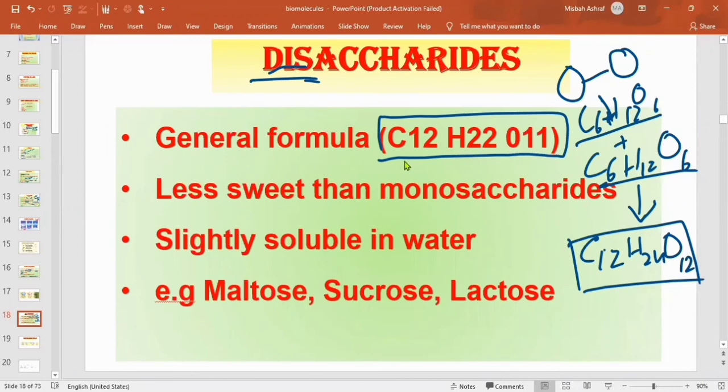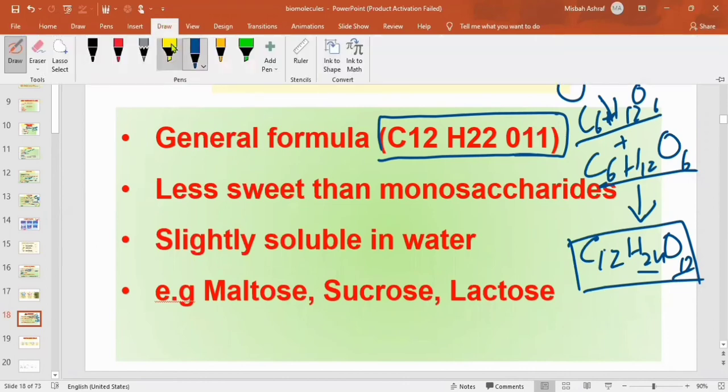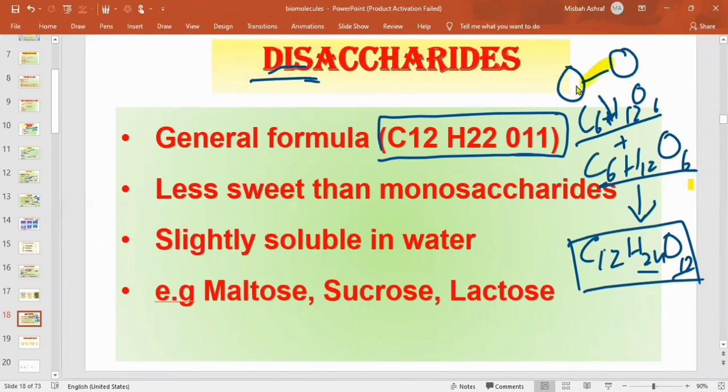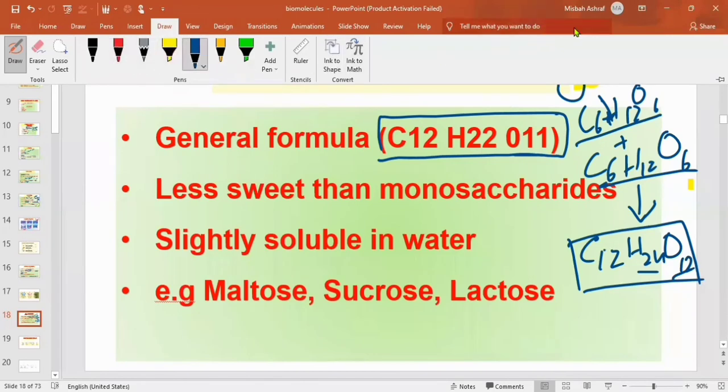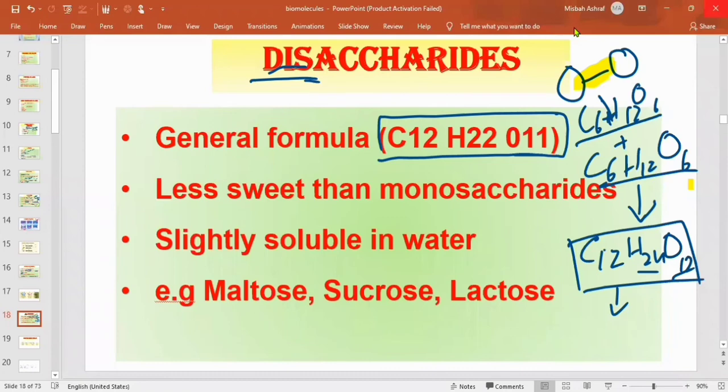But disaccharides have the formula C12H22O11, H22 not H24, and O11 not O12. So where has this gone? When they both combine together, a bond is formed between these two, which links them together. That is possible only by the removal of one water molecule. One water molecule is removed from this. That's why it comes to be C12H22O11.